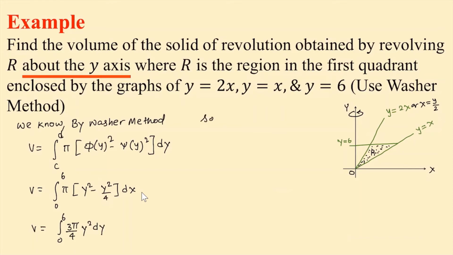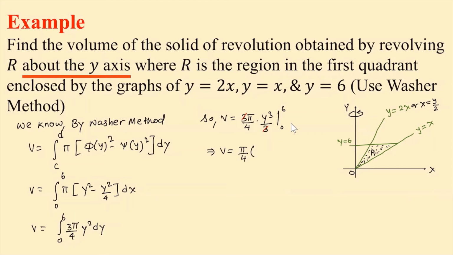Now, 3 pi over 4 is a constant. We can take that out. The volume is equal to 3 pi over 4, and we need to integrate this one. The integral of y squared is y cubed over 3. Y cubed over 3, and the result must be evaluated between 0 and 6. Volume equal to, over here we have 3 in the denominator, the other one in the numerator, and there's a multiplication sign in the middle, so we can cancel them. And by canceling, we get pi over 4.